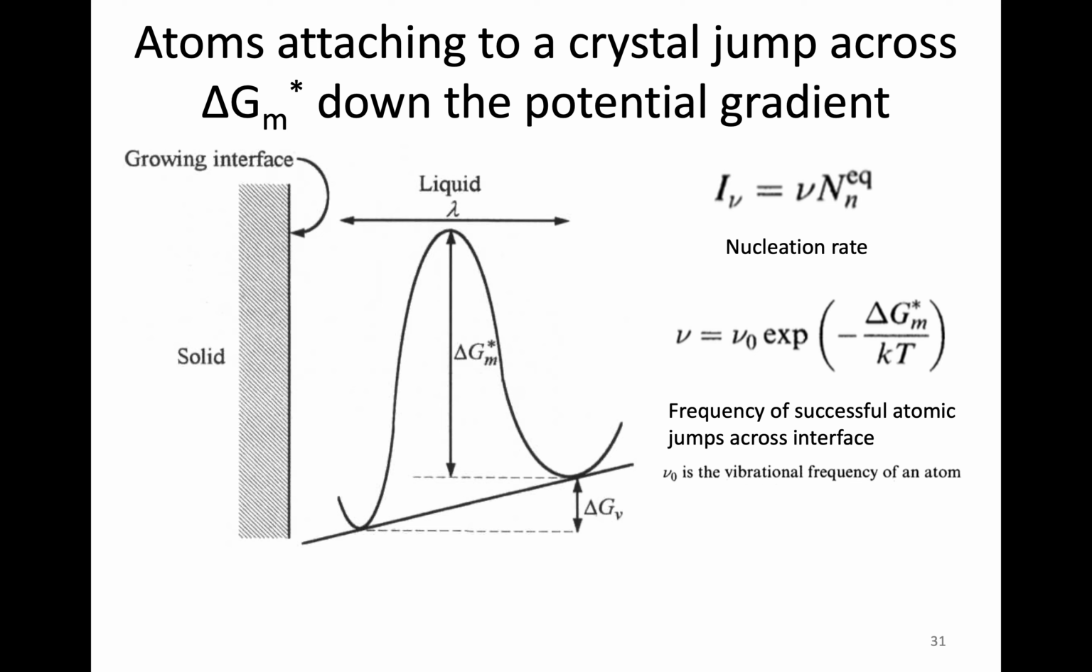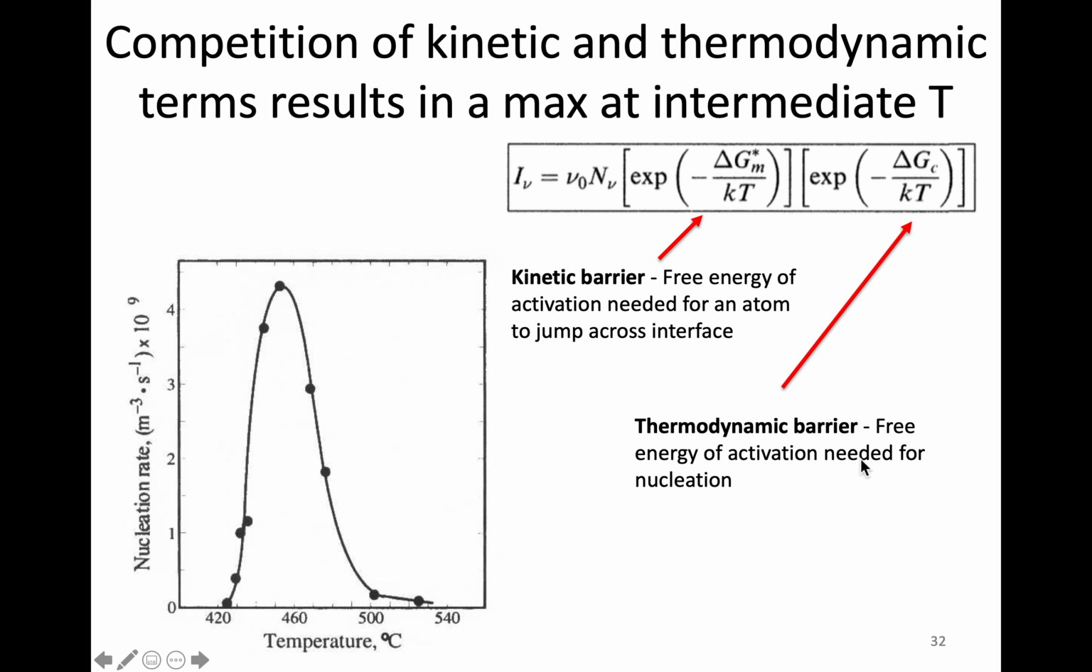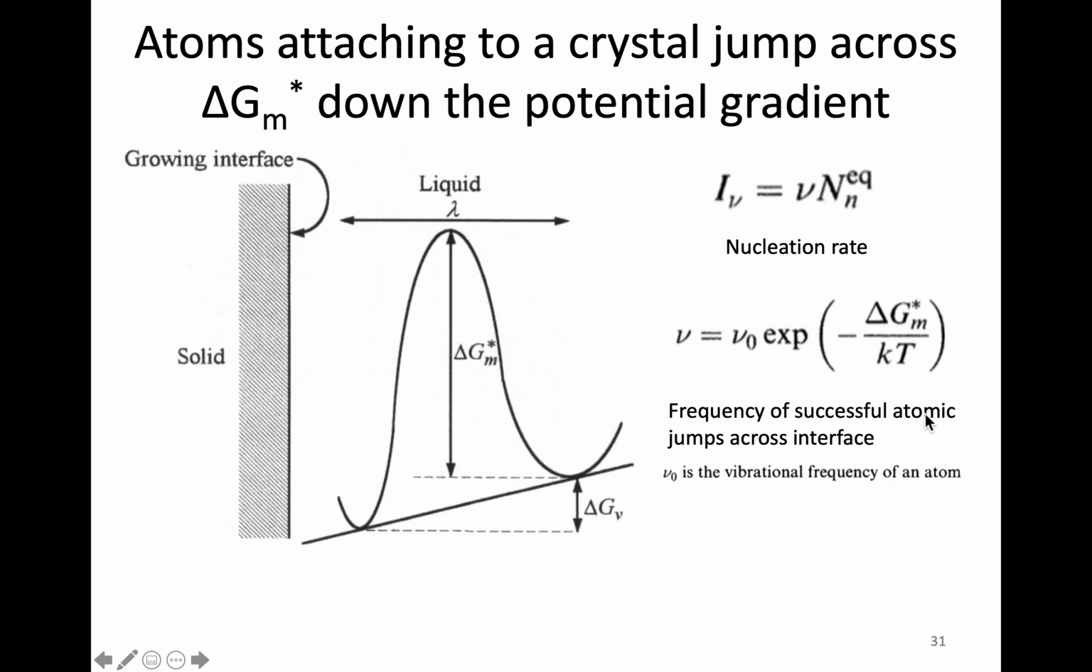And so that takes thermal energy, right? If I want to move an atom in the liquid to the solid, I have to have some thermal energy to do that. And we can describe that frequency of a jump across the interface by this equation here, which accounts for the migration free energy as a function of temperature. So we see the classic exponential form here. So this attachment is going to be faster at higher temperatures, right?